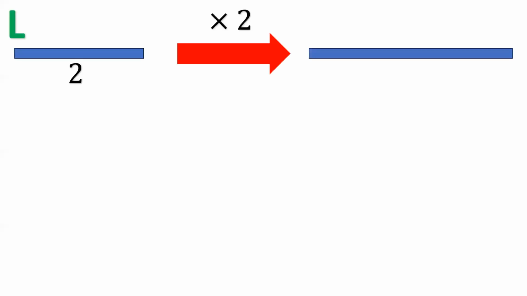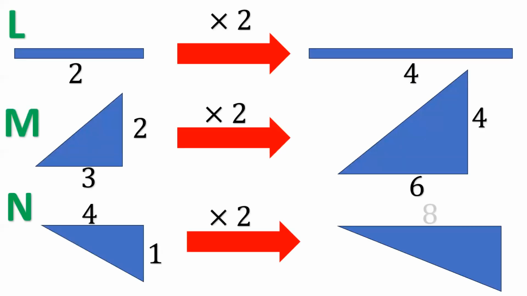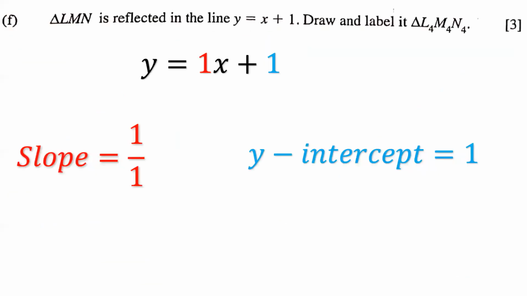Here we have F. It says that F is reflected in the line y is equal to x plus 1, and we want to draw and label it triangle L4, M4, and N4. So here, this is the line y is equal to x plus 1, which means that our slope is 1 and our y-intercept is 1.